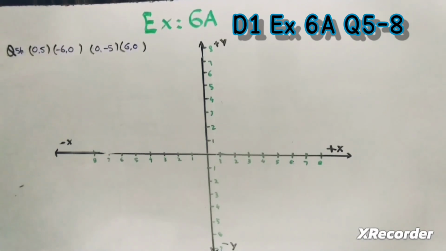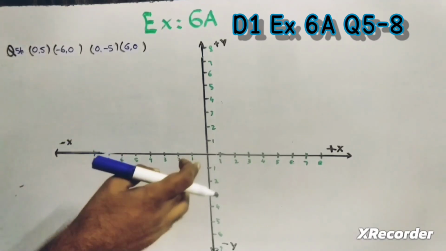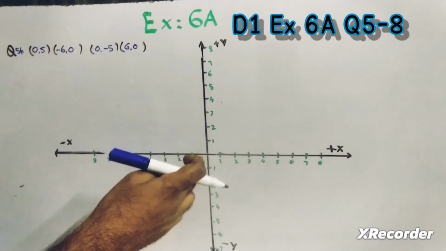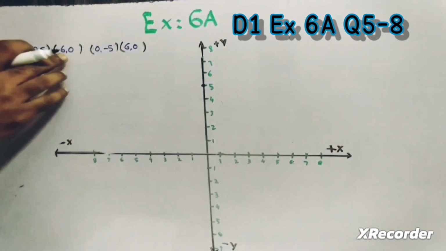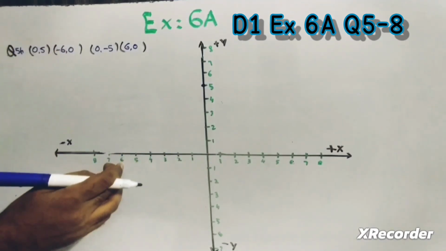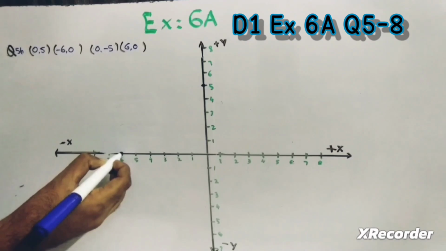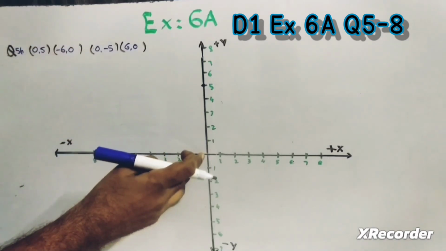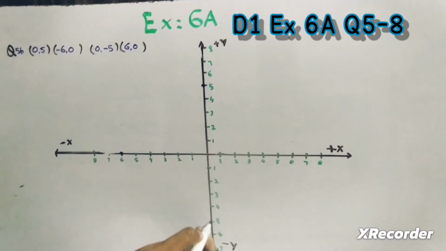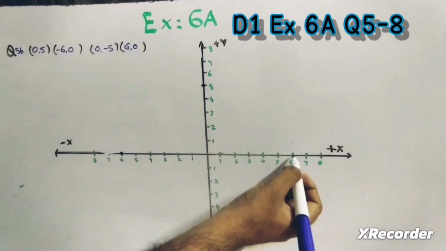Now coming to the second part, part B, the given points are (0, 5), (-6, 0), (0, -5) and (6, 0). Let's start with (0, 5). On the x-axis we have 0 there and 5 on the y-axis is here. This is our first point. (-6, 0) is our second point. (0, -5): on the x-axis we have 0 here and on the y-axis minus 5 is here. Last point, (6, 0): 6 on the x-axis here and 0 is there.